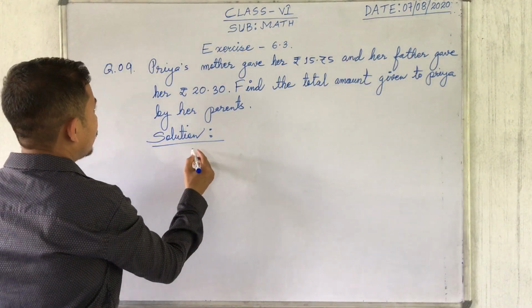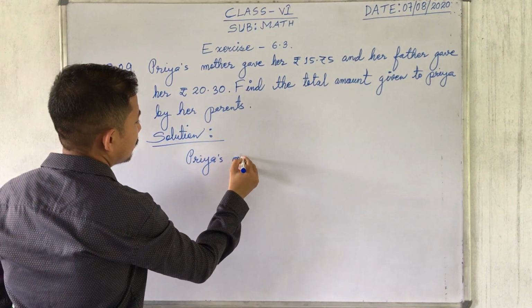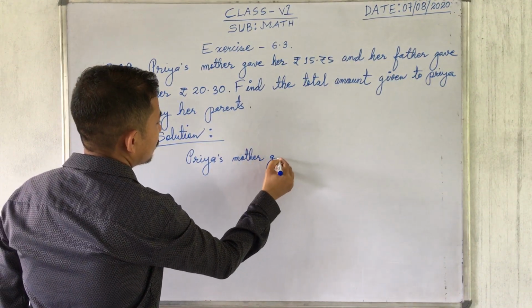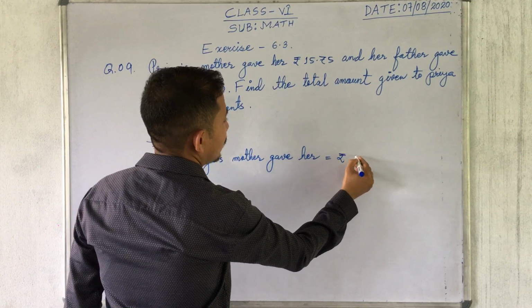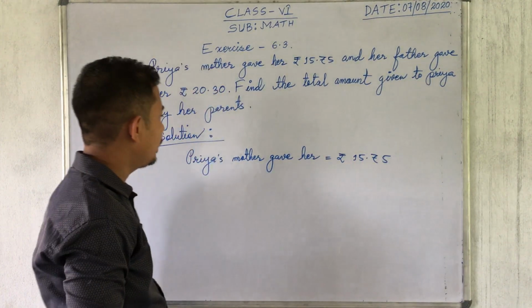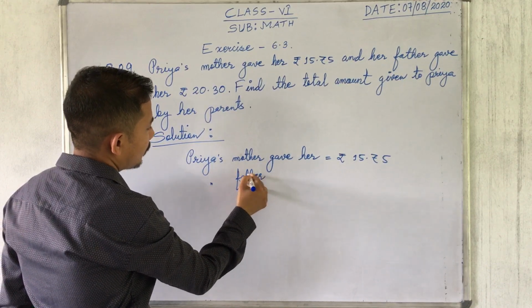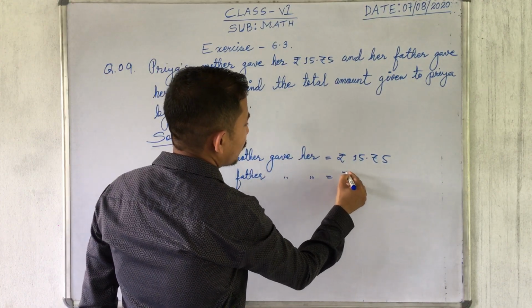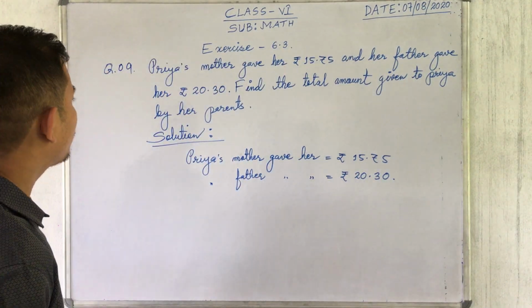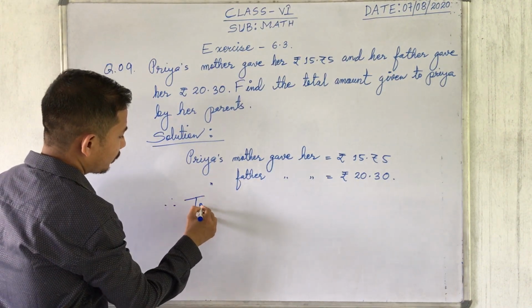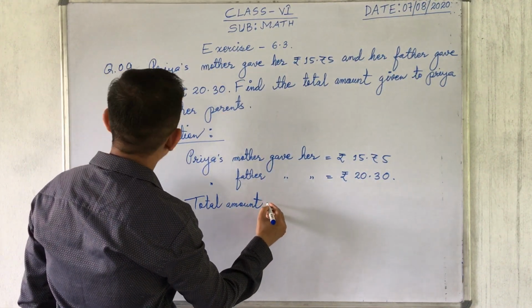So, first of all, Priya's mother gave her how much? Rupees 15.75. Okay? And Priya's father gave her rupees 20.30. Okay? So find the total amount given to Priya by her parents. So therefore, total amount given to Priya by her parents.